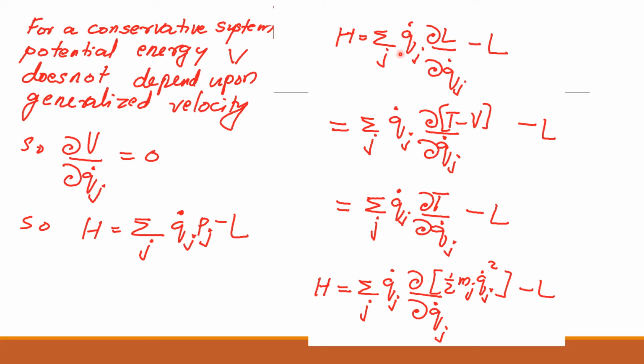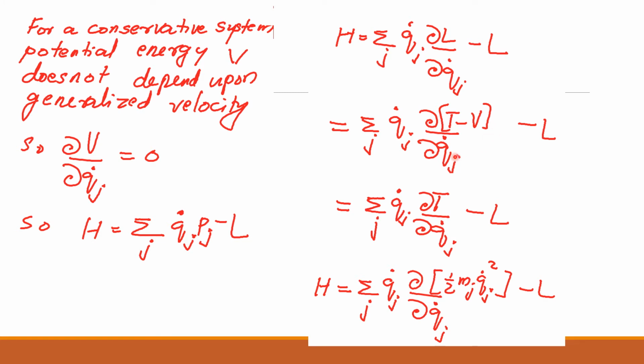So we know H is equal to this term here, and we just introduce a term V there. So L is T minus V. Then we differentiate this: sigma j Qj dot, dou by dou Qj dot of T minus, there was actually a term dou by dou Qj dot of V. V is the potential energy.